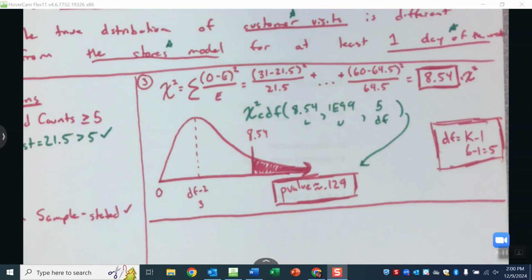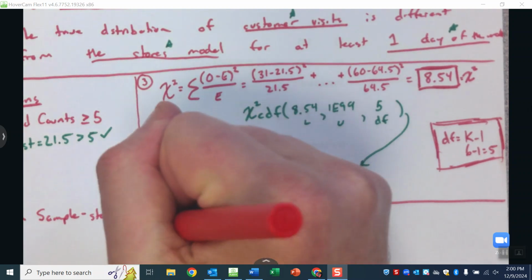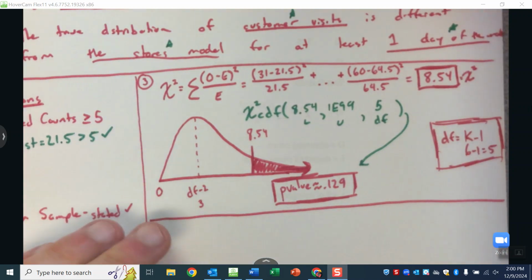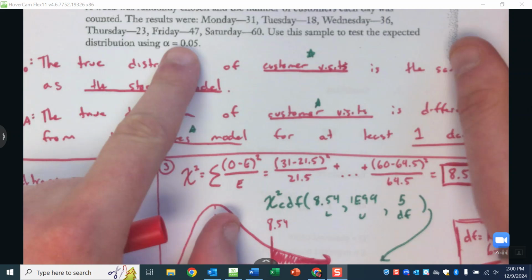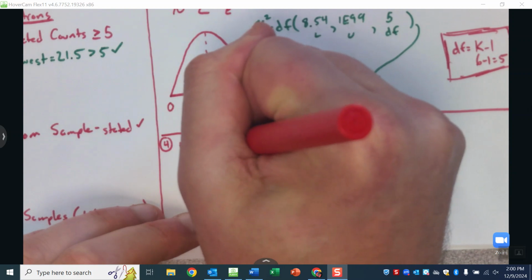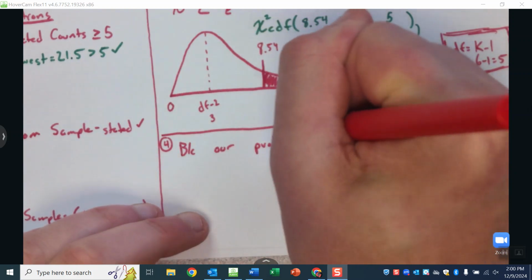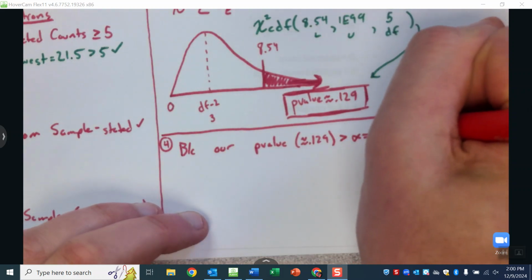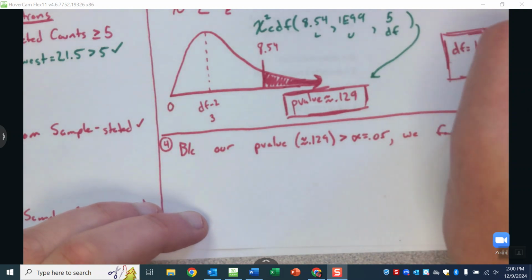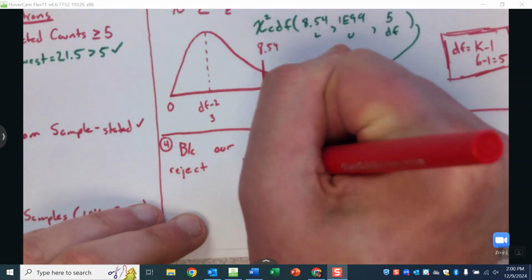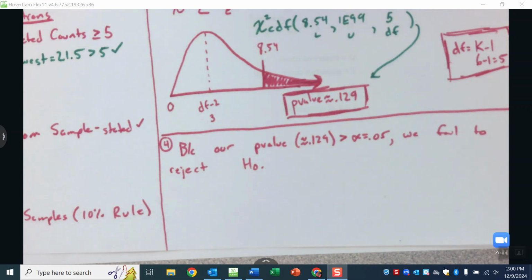All right, at this point, it's the same. Now we're going to use our p-value, compare it to our significance level. How good is our evidence? Is it low enough? So here, my p-value is almost 13%. My significance level is 5%, so it's not low enough. So because our p-value, 0.129, is bigger than my significance level of 0.05, fail to reject the null hypothesis.